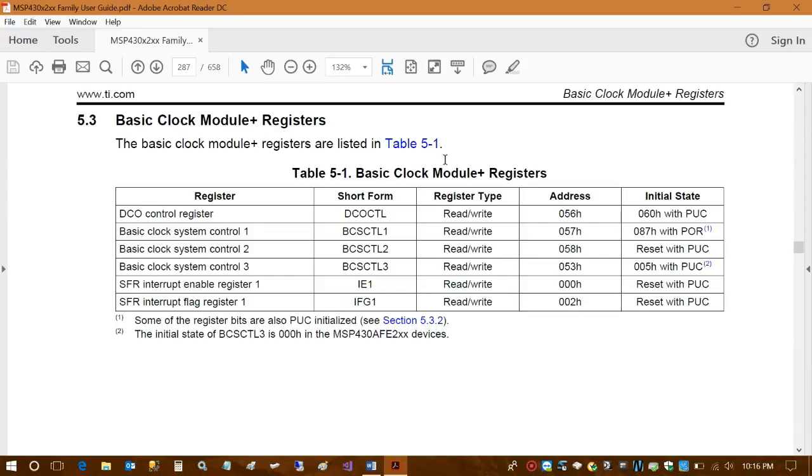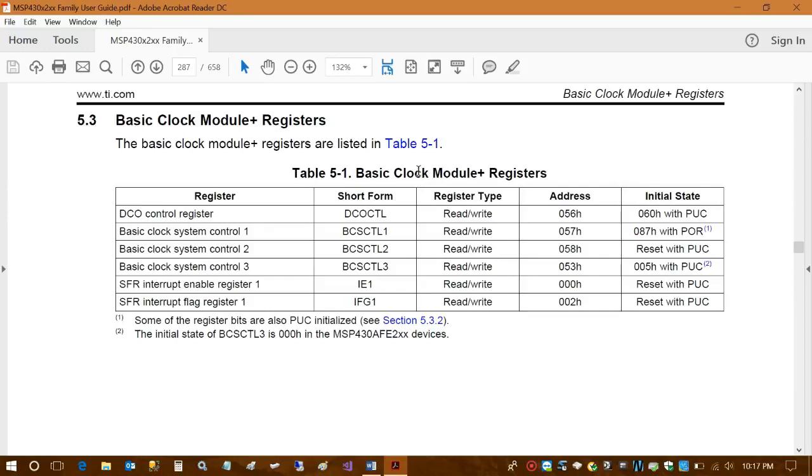And we must remember one more thing, that TI gives a ROM space where all the critical values and some specific values are loaded. For example, if you want the DCO to function at 1 megahertz, then the corresponding values are already stored in the ROM space, so you just call BCSTL underscore 1 megahertz and it will be done. We'll see that in the CCS part of the training session.